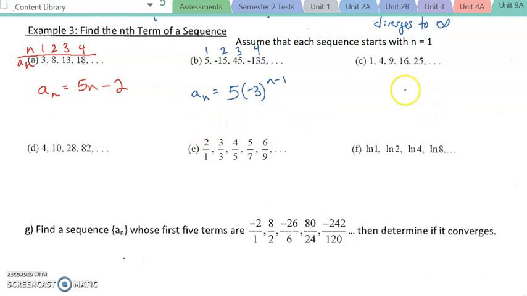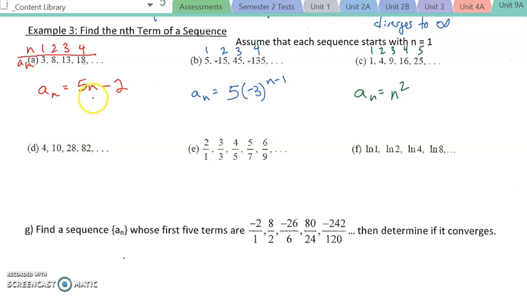I hope everyone recognizes these values. 1, 4, 9, 16, 25. They're just perfect squares. We're going to take whatever our input is, whether it's 1 or 2 or 3 or 4 or 5. We're just going to square it. n squared is that sequence. Okay? This one's going to be a little harder.